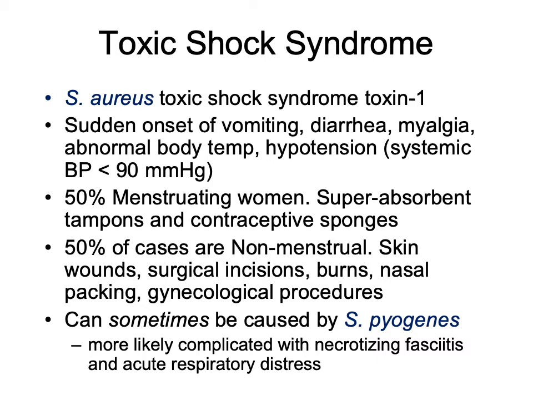It occurs suddenly. There's a sudden onset of vomiting and diarrhea and myalgia, muscle pains, muscle aches. The body is unable to control the body temperature. You could have a fever. Your body temperature could plummet, along with plummeting blood pressure. Hypotension is decreasing or low blood pressure.